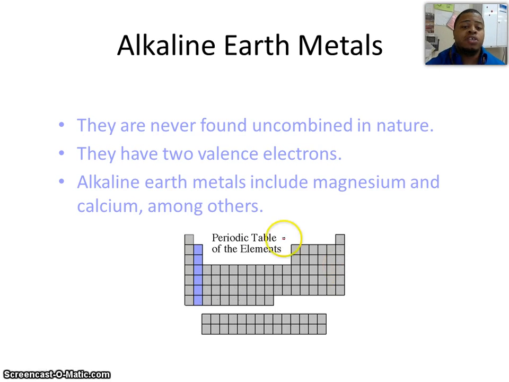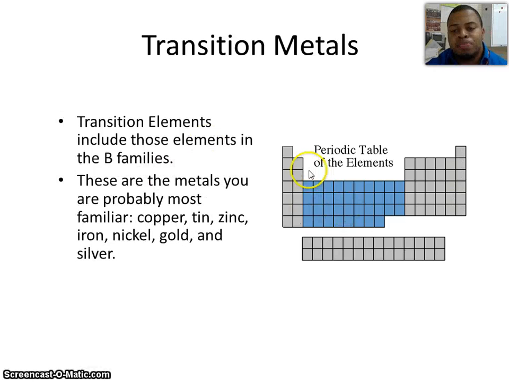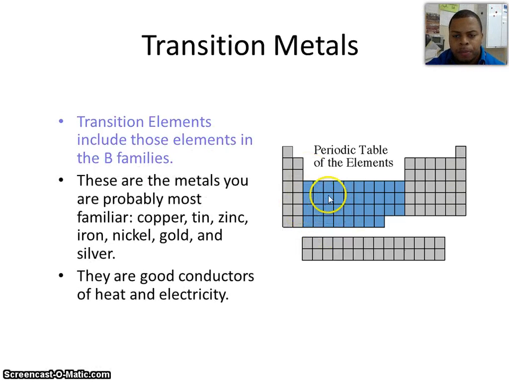They're going to have 2 valence electrons. So hopefully you're starting to notice that little bit of a pattern. First group had 1 valence electron, second group had 2 valence electrons, which we're going to talk about a little bit later. Now, transition metals, this big group here in the middle of the screen.